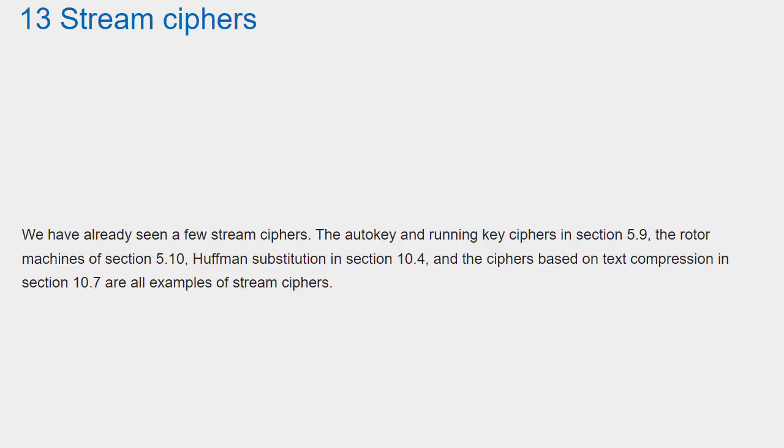We have already seen a few stream ciphers: the autokey and running key ciphers in section 5.9, the rotor machines of section 5.10, Huffman substitution in section 10.4, and the ciphers based on text compression in section 10.7 are all examples of stream ciphers.